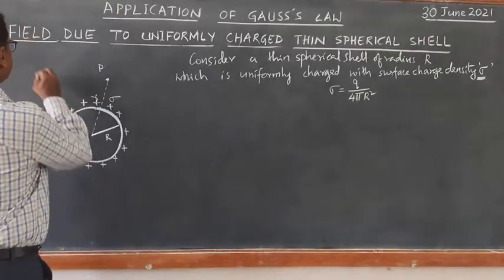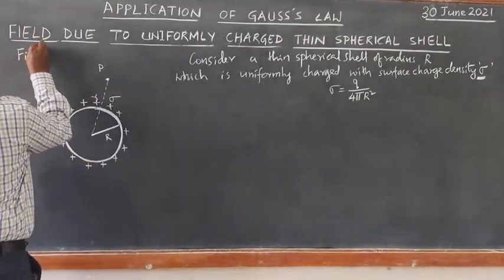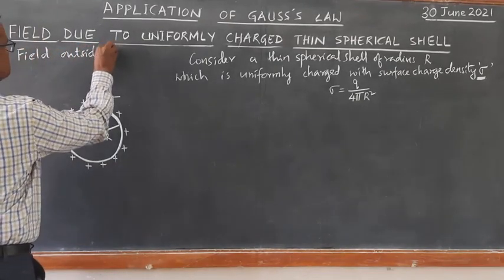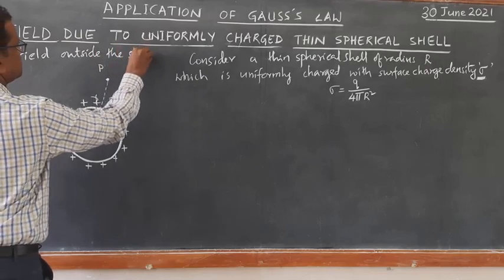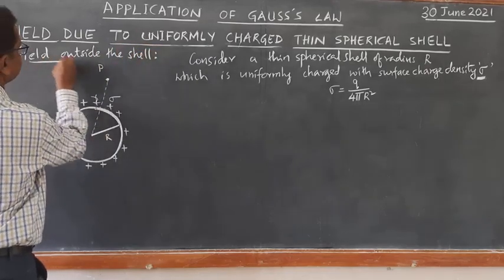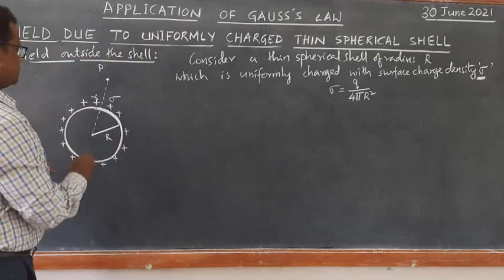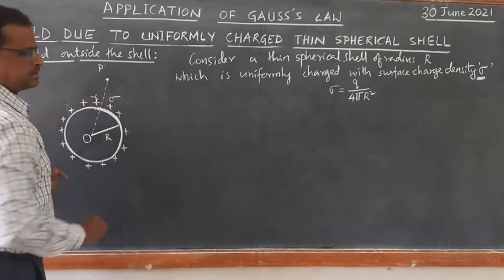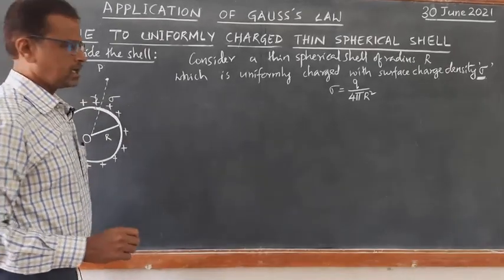So first we will find out field outside the charged shell. So consider a point P. Let O be the center. Consider point P at a distance r outside the shell.